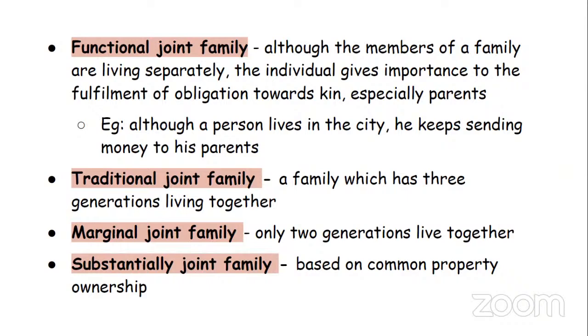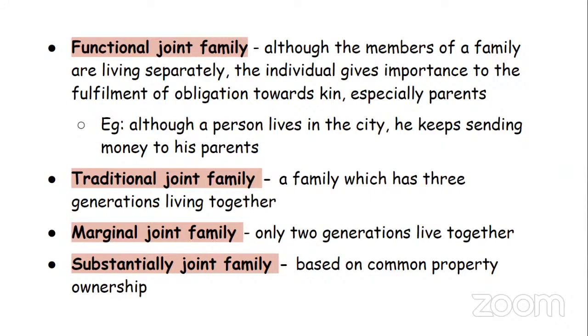For example, we can say a person who is living in the city for job purposes, but still keeps sending money to his parents. So that kind of a family is known as functional joint family. Structurally, they might be different, but functionally, that family still acts as a joint family. That is functional joint family by I.P. Desai.